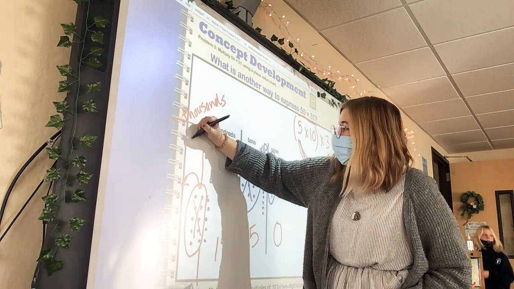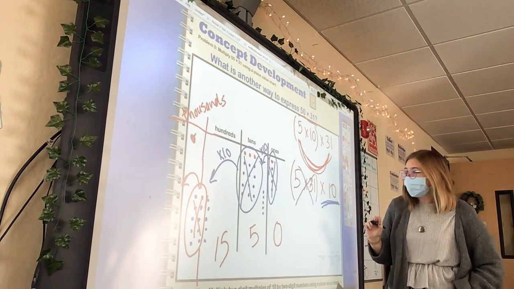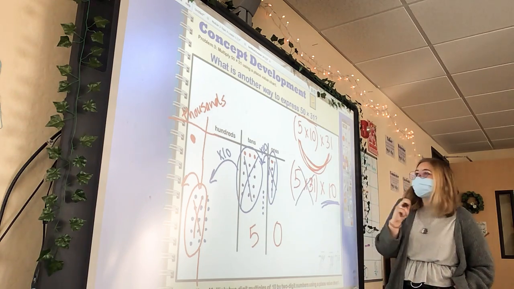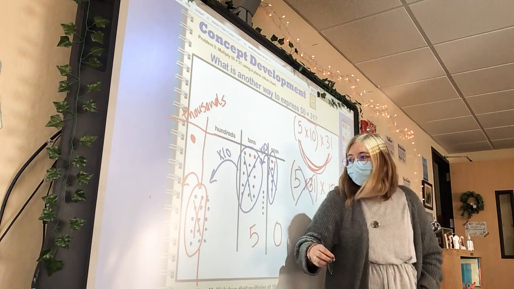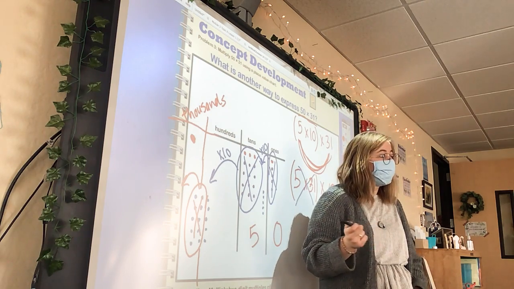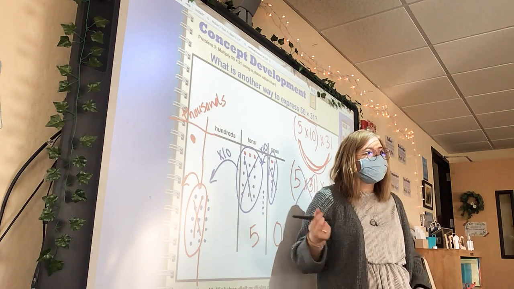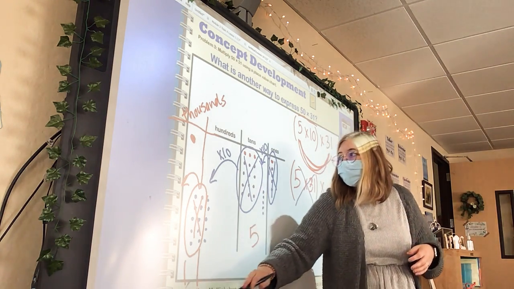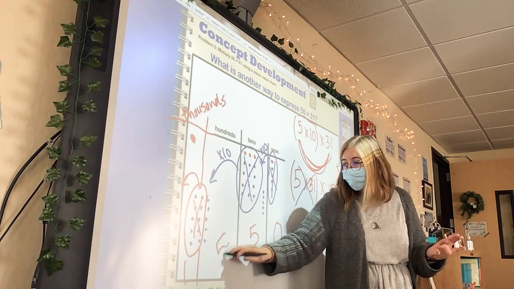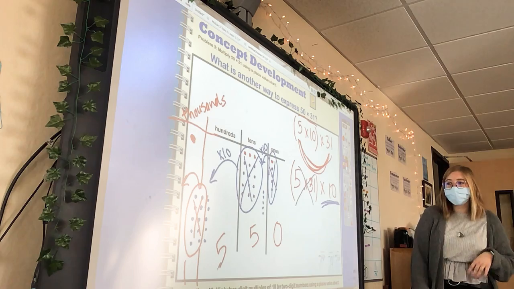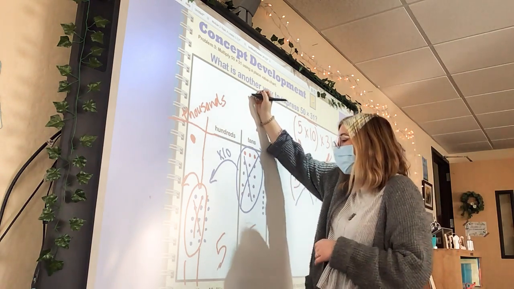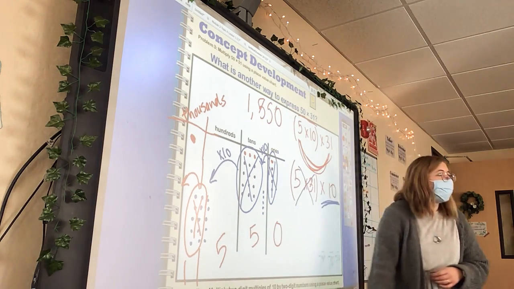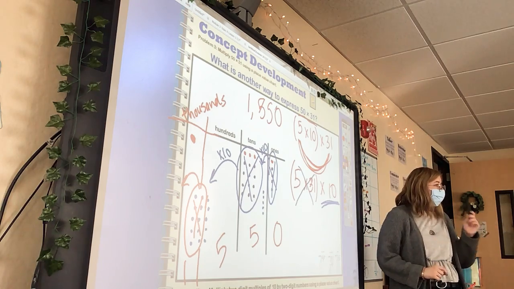I know this is really hard to see, but they didn't give me much to work with here. So that leaves me with how many thousands? 1. How many did I move over? 10, and they shrink into 1, right? So how many thousands do I have? 1. How many hundreds? 5. And then 5 tens, 0 ones. So my answer to 50 times 31 is 1,550.